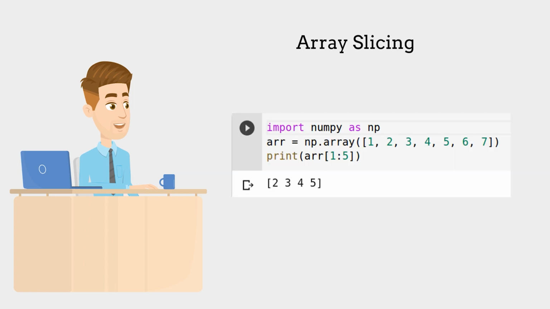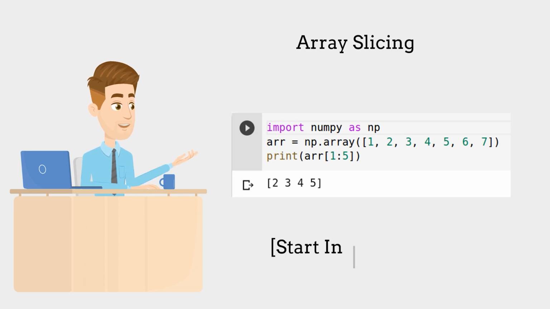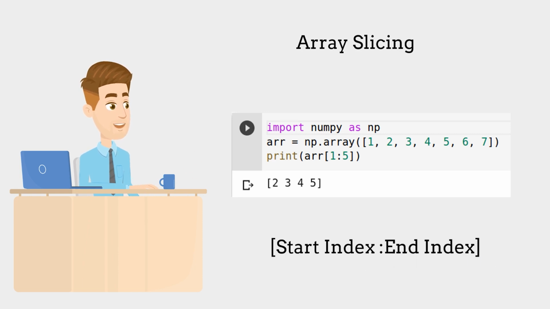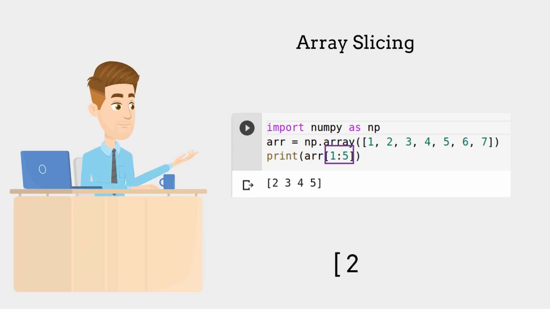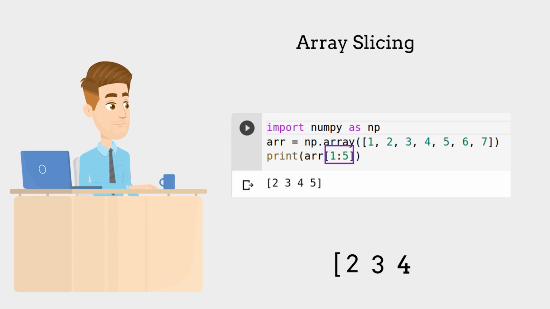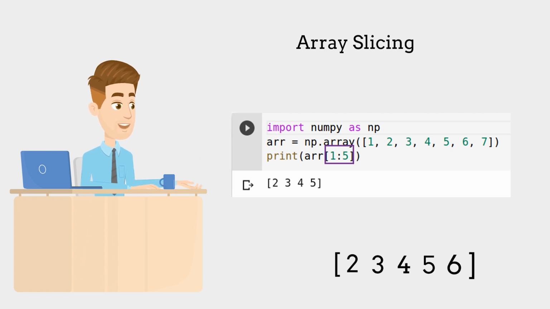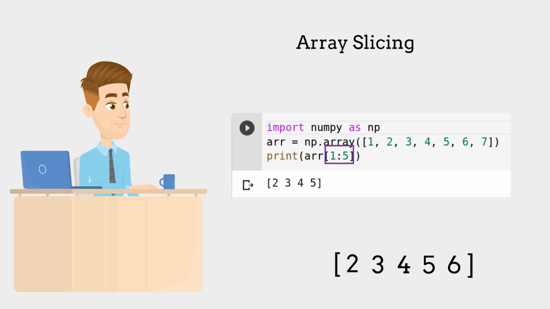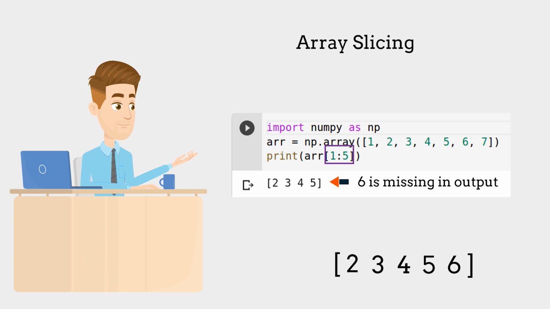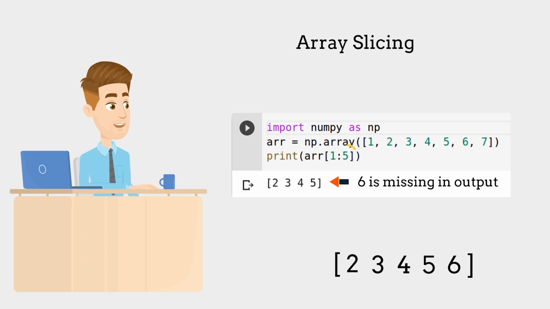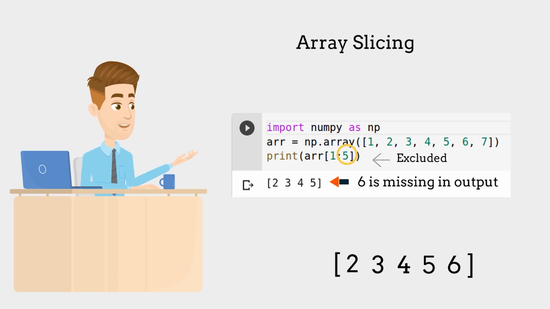Like, here we have created an array which contains values from 1 to 7. Whenever we do slicing we pass the start index and end index in the brackets. Here we have passed start index 1 and ending index as 5. In result we should have 2, 3, 4, 5, 6. But wait. Did you notice? 6 is not visible in the output. The reason is simple. The last index we pass to slicing is considered excluded.